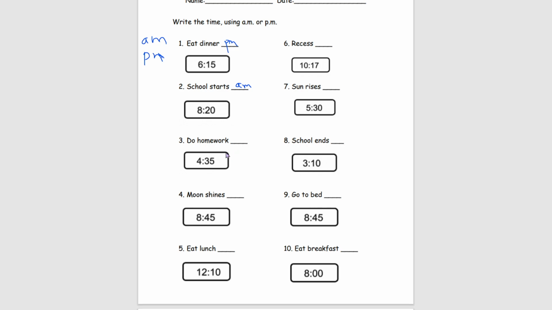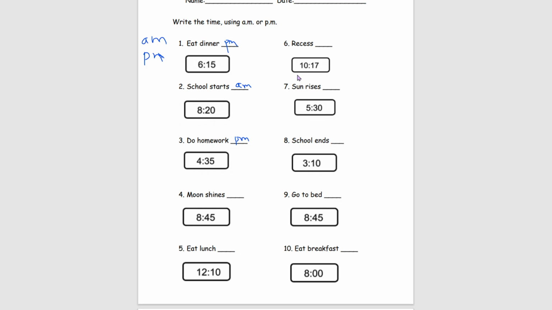For number 3, doing our homework. So if we were to do our homework at 4:35 p.m., then that would be sometime around the afternoon, which is pretty reasonable considering that school ends normally around 2 o'clock. And if we were to do this at AM, we'd be doing this in complete pitch dark nighttime before school starts. So reasonably, number 3 would be PM.